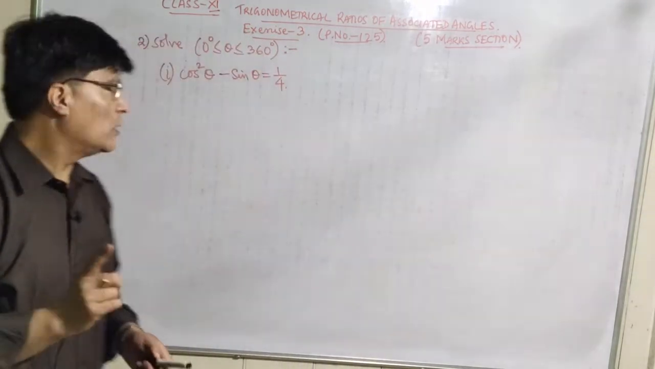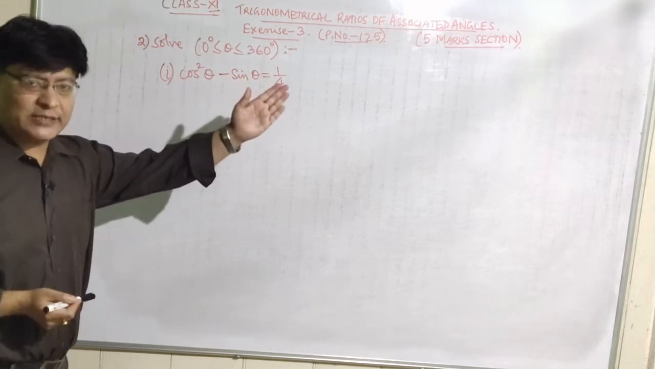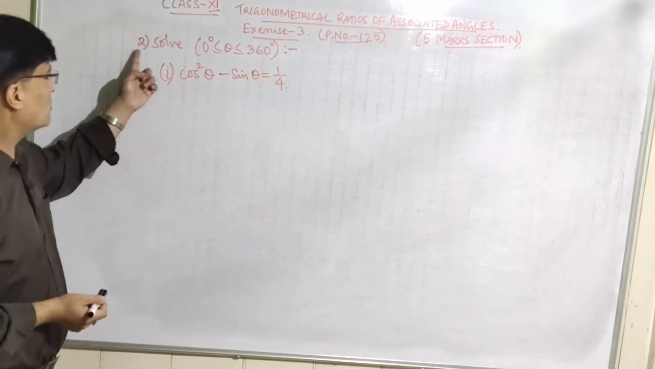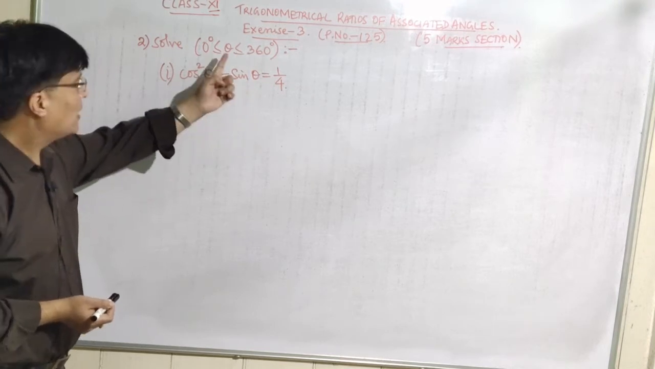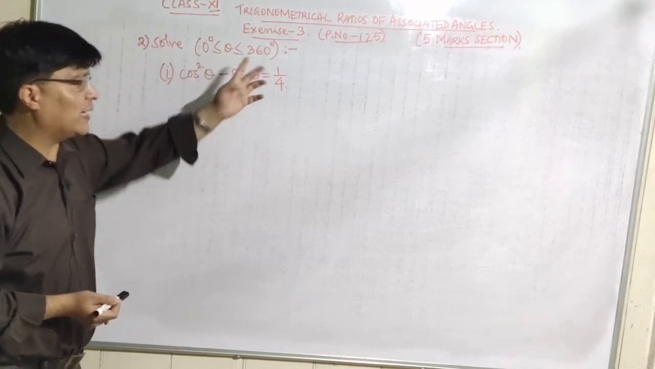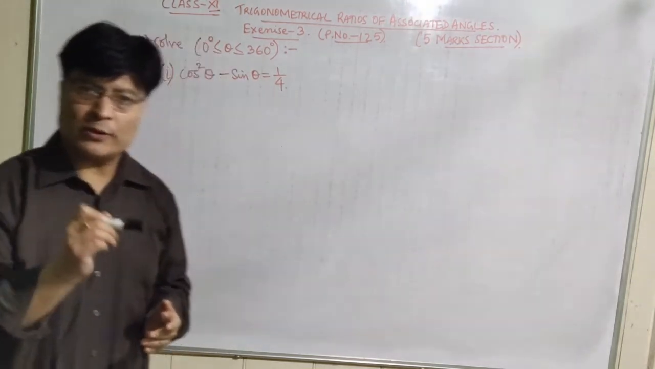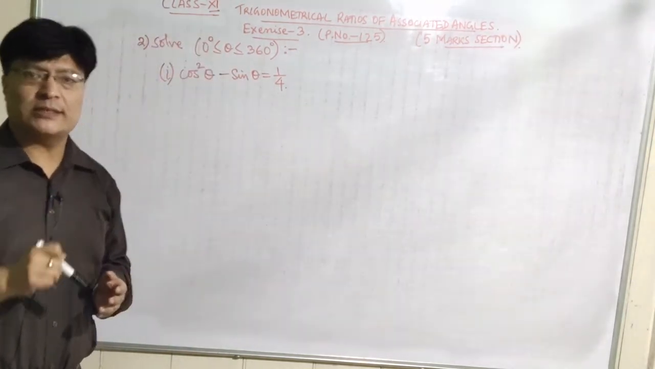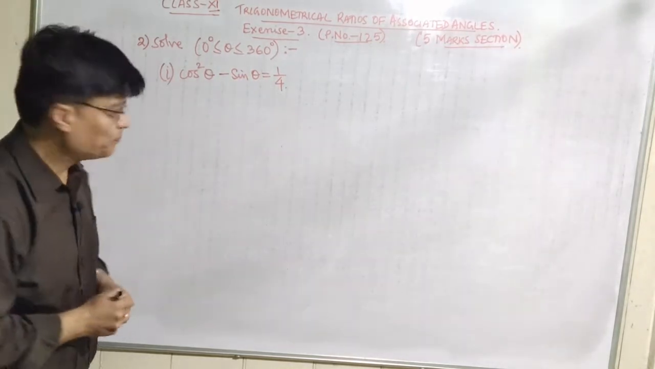So now we'll do the next question, that is question number 2, from the 5 marks section. Question number 2 is solve. Solve means you have to get the values of theta, and theta lies within 0 degree and 360 degree. That means theta lies in the first quadrant, second quadrant, third quadrant as well as in the fourth quadrant. So let us solve this equation now.